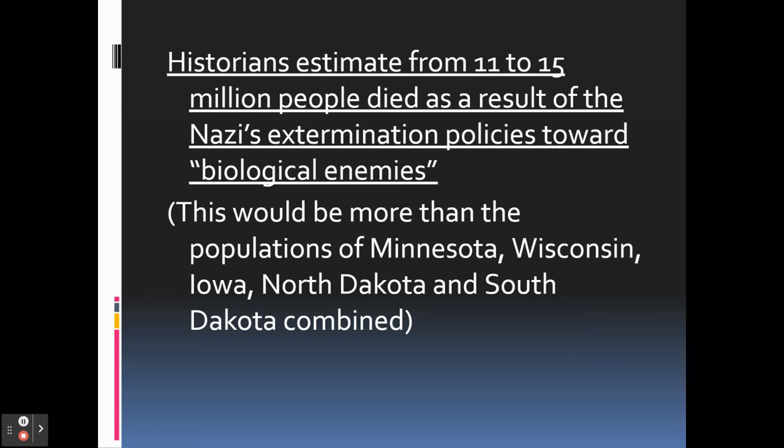Historians estimate from 11 to 15 million people died as a result of the Nazis' extermination policies towards biological enemies. Now, if you look at what I have shown you there, if you combine the population of those 5 states, it's actually a little bit more than that.